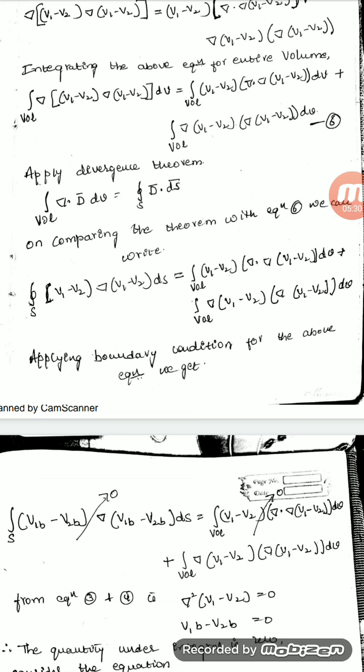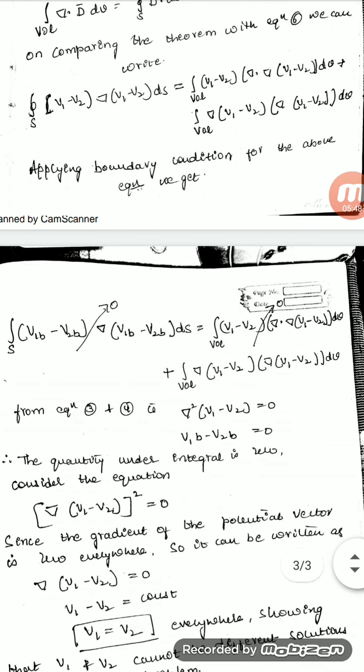Next, the RHS is written the same way. Equation 6 RHS is written as it is, but only the LHS is changed, where the differential volume is equated to differential surface. That is the next equation. Next, what do we have to do? Applying boundary conditions for the above equation. Just apply the boundary conditions.